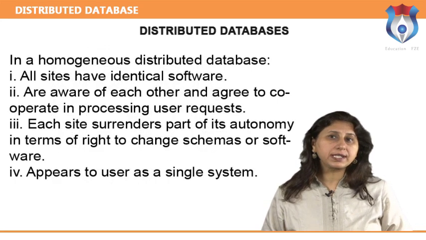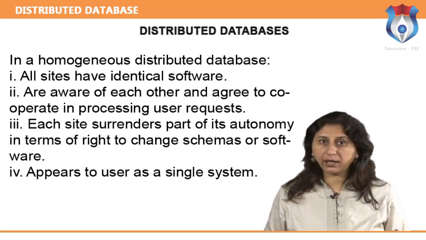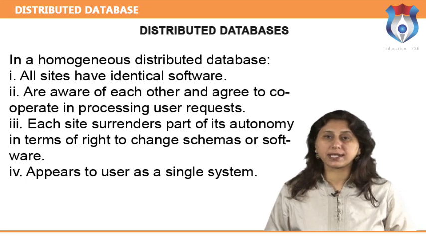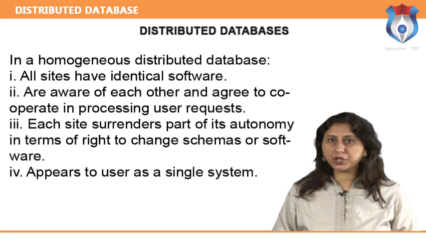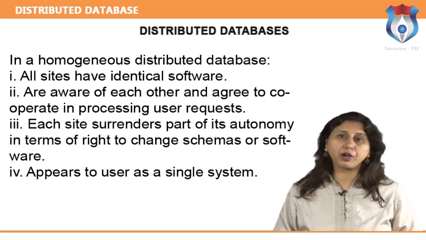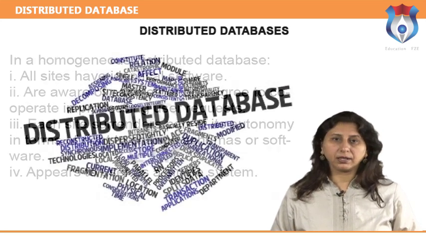In a homogeneous distributed database, all sites have identical software, are aware of each other, and agree to cooperate in processing user requests. Each site surrenders part of its autonomy in terms of the right to change schemas or software, and appears to the user as a single system.